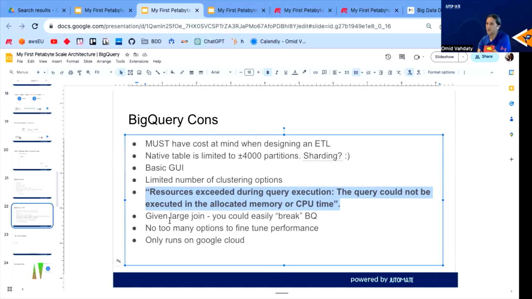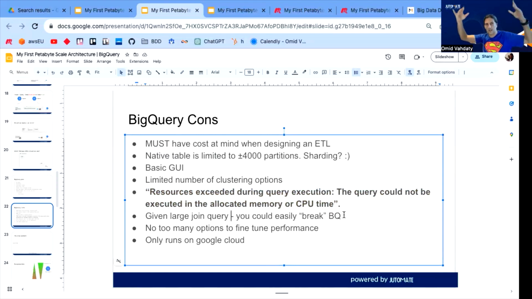Given a large join query, you can easily break BigQuery in terms of processing. It doesn't work well with joins, unfortunately. It's not because BigQuery is not a good technology. It's simply because it's a scale-out architecture. So essentially for each query you're running, there will be 2,000 CPU cores going up as containers trying to process parts of the query and then sending the result to the next layer and the next layer until there's a point where one container is supposed to process the result and it fails due to memory issues.